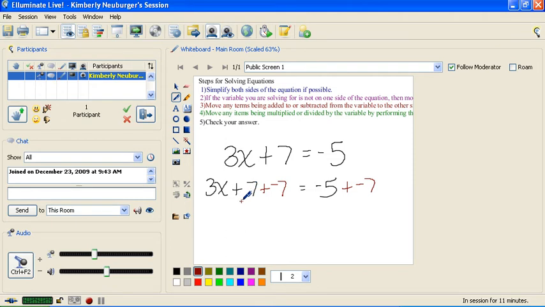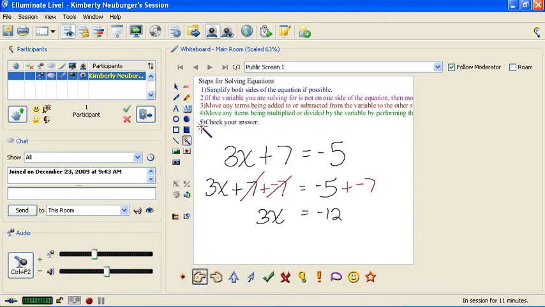The +7 and the -7 over here cancel each other out, so all we're left with is a 3x on that left side. On the right side, -5 and -7 is -12. So now we have completed step number 3.